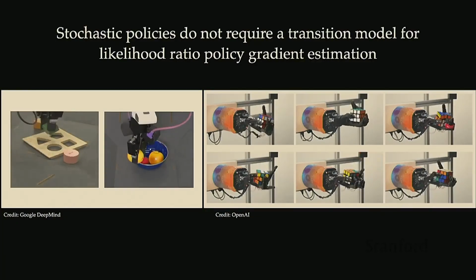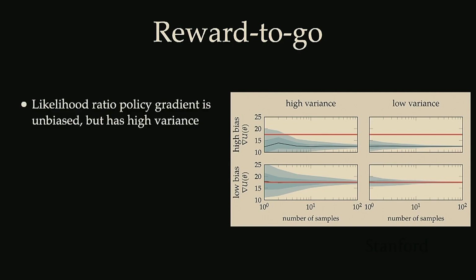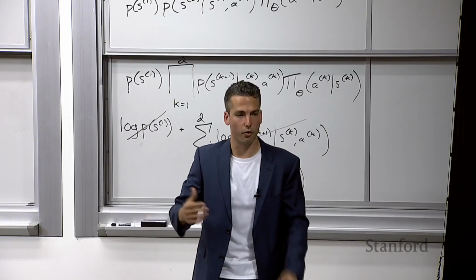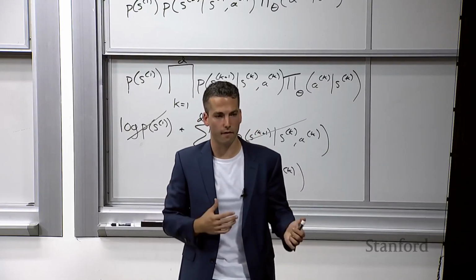Okay. So now sort of where we're at here with the likelihood ratio policy gradient, we have this estimate, and it's an unbiased estimate, but it has pretty high variance, okay? So what do we mean when we're talking about bias and variance here?